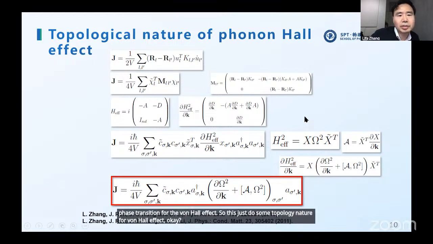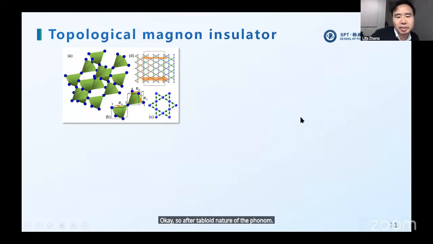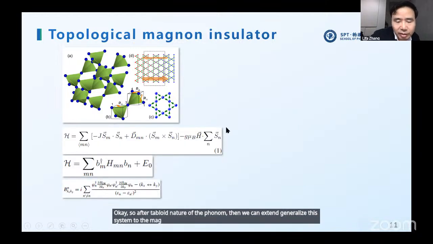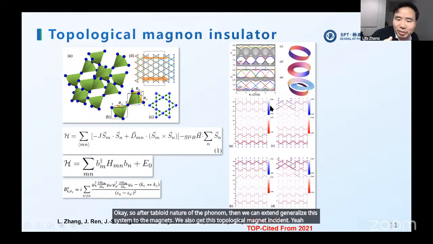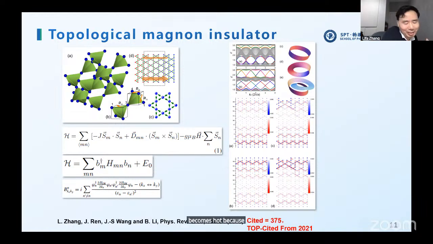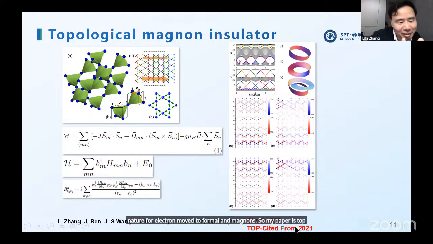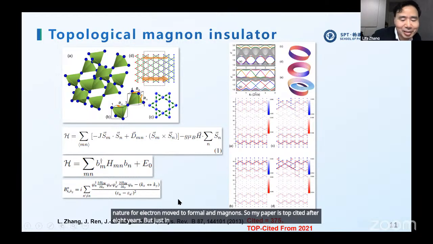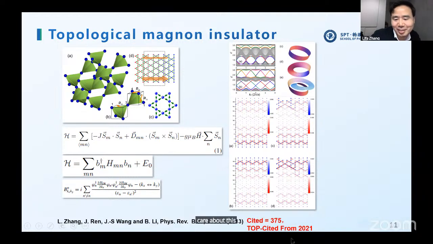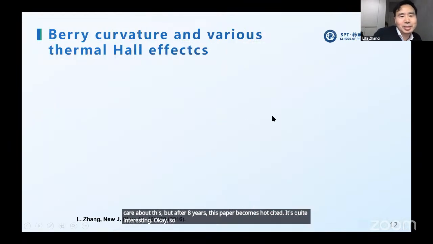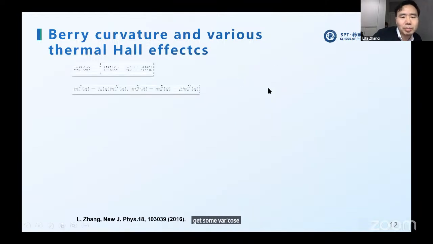Okay, so after the topological nature for phonons, we can generalize this system to magnons. We also get topological magnon insulators. Only very recently have topological phonons and topological magnons become hot, because many people have moved from the topological nature of electrons to phonons and magnons. My paper is top cited after 8 years, but 8 years ago no one cared about this. After 8 years, this paper has become highly cited. It's quite interesting. Okay, so after this topological nature for phonons and magnons, how can we get good and various phonon thermal Hall effects?